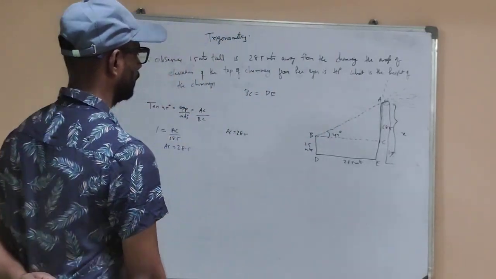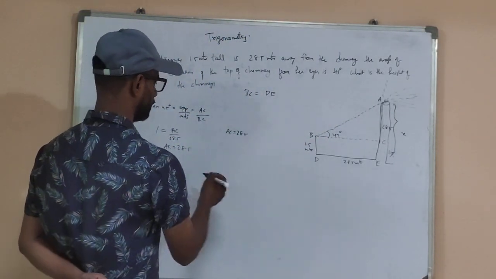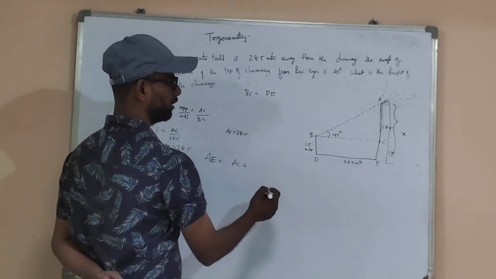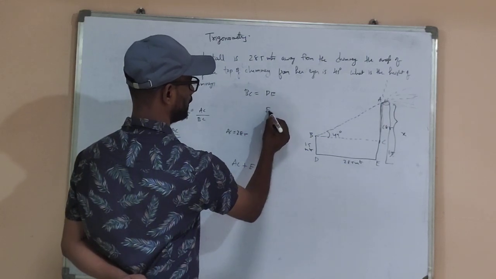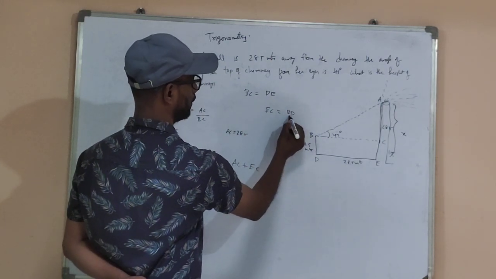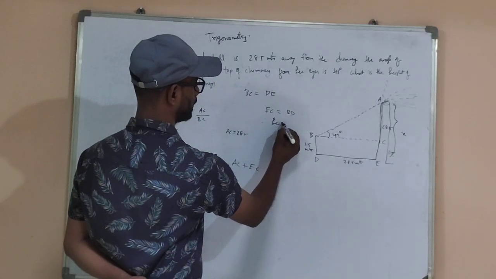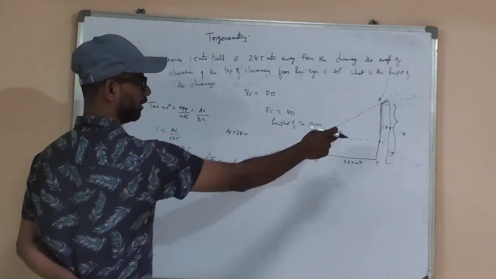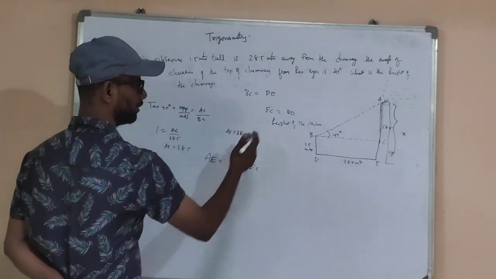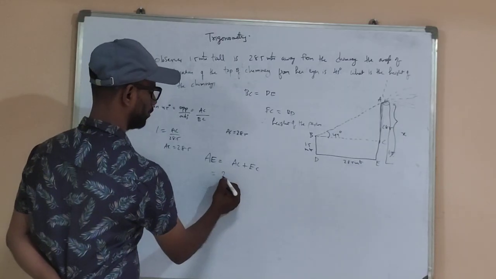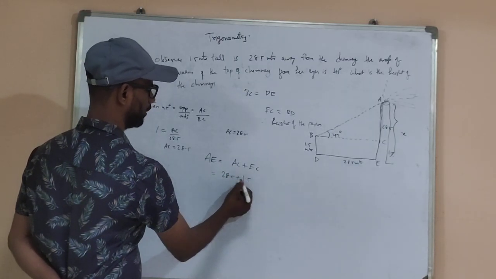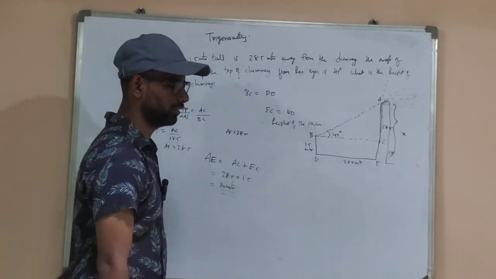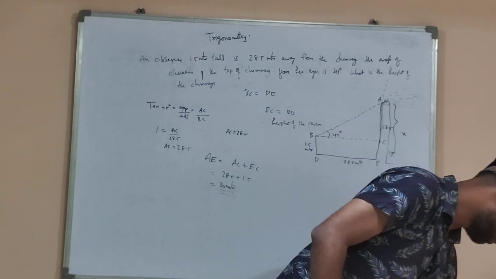Now, finally, what is the height of the chimney? AE is equal to AC plus EC. Here EC is nothing but BD, which is the height of the person. AE is the overall height of the chimney. AC is 28.5 plus EC is 1.5. So finally 30 meters is the height of the chimney. Okay, next one.